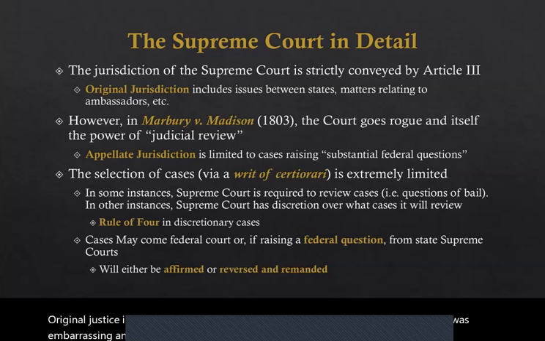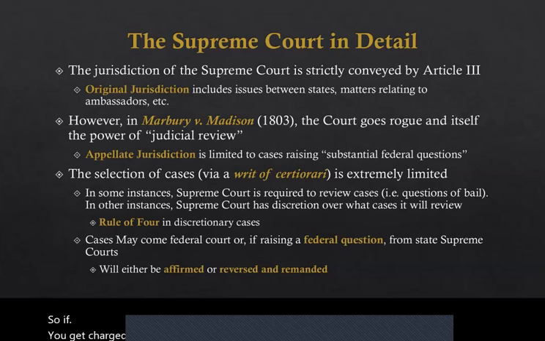So how does the court select cases? It selects cases via what's called a writ of certiorari. And its selection is very, very limited. Now, in some cases, and keep this in mind, it is required to review cases. But most of the time, in the vast majority of instances, the Supreme Court has discretion over what cases it will review.